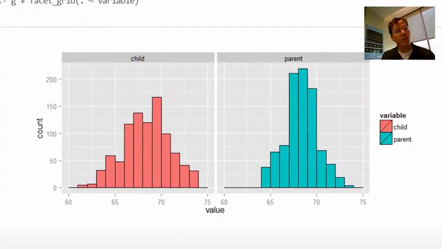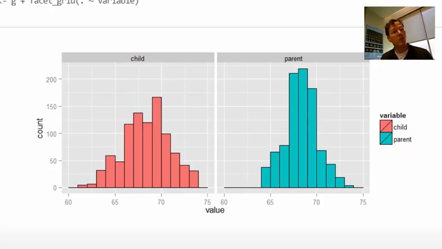On the left I have the children's height. The x-axis is in inches. The scale goes from 60 inches to 75. The y-axis is the count, the number of children that fall in each bin of heights. On the right, in the more bluish teal color, I have the parents' heights.